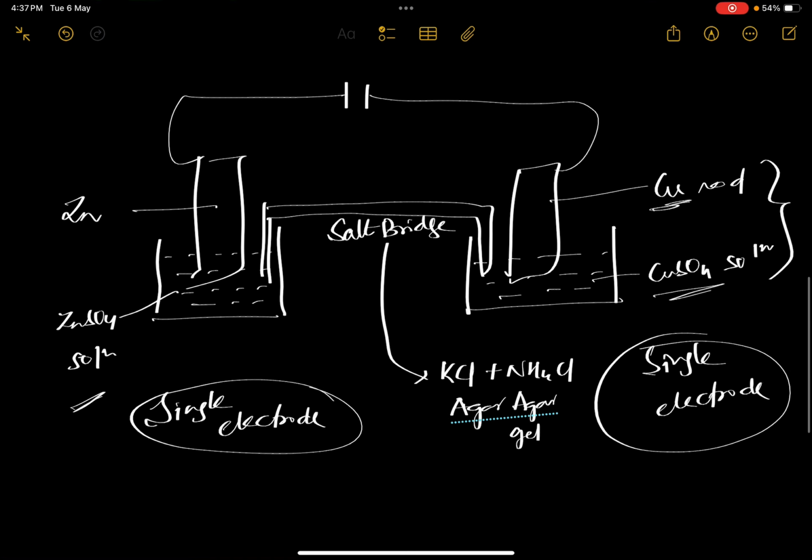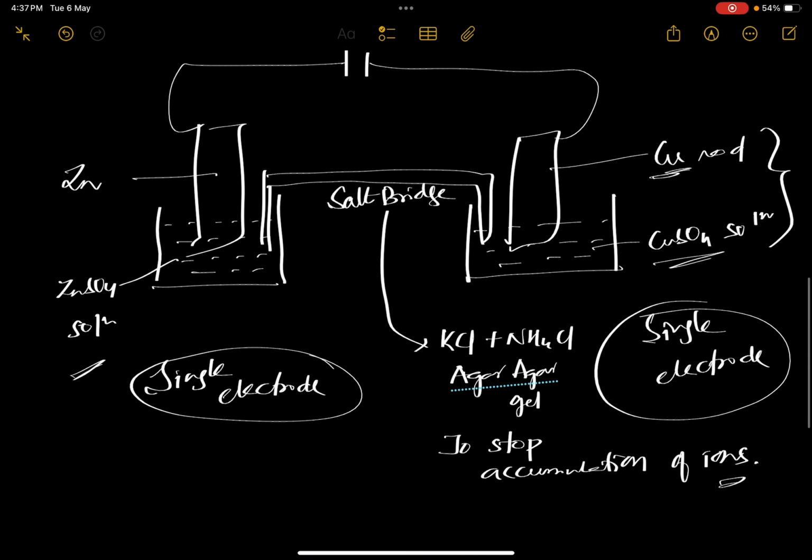What is the role of the salt bridge? The salt bridge's role is to stop accumulation of ions. I will tell you this in detail. Just remember this, I will tell you again. Accumulation of ions is stopped by the agar-agar gel, KCl, NH4Cl, which we are calling the salt bridge. What actually happens here? Look into the diagram carefully.